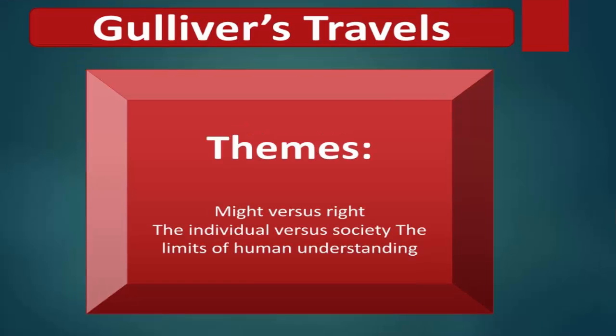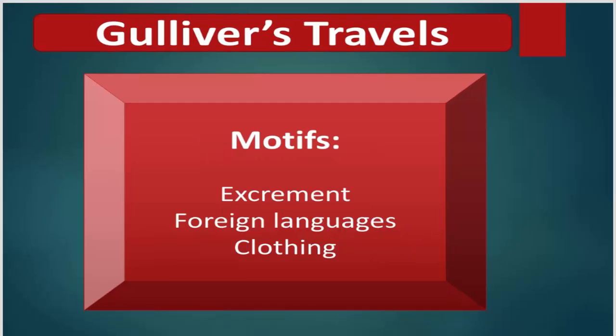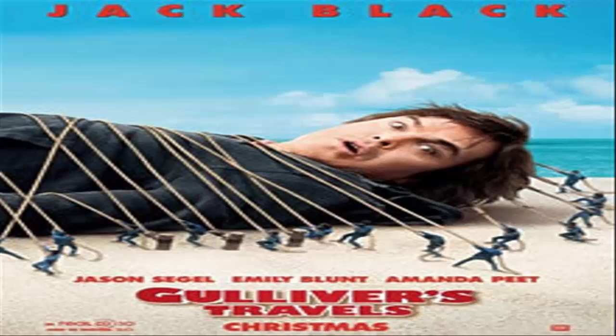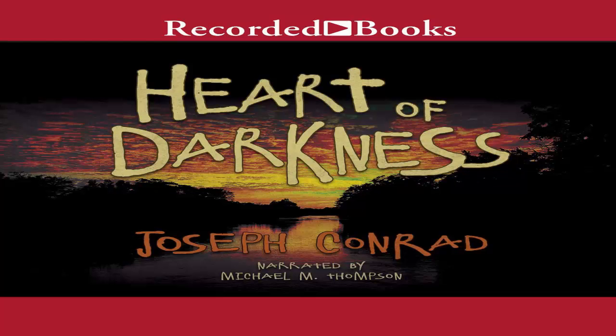Themes: might versus right, the individual versus society, the limits of human understanding. Motifs: excrement, because it appears again and again, foreign languages and clothing. Symbols: Lilliputians symbolize different human beings, Brobdingnagians, Laputans, Houyhnhnms, and England. And here ends Gulliver's Travels, and we move to Heart of Darkness by Joseph Conrad.